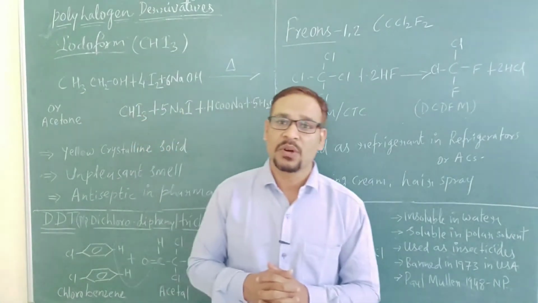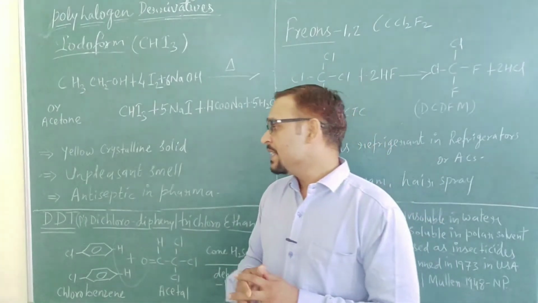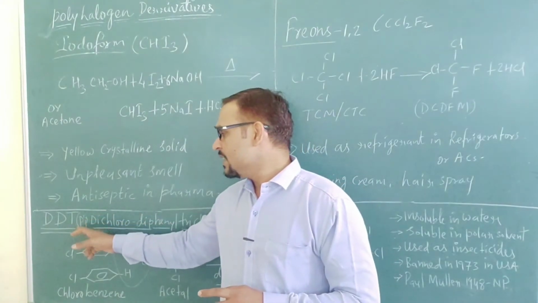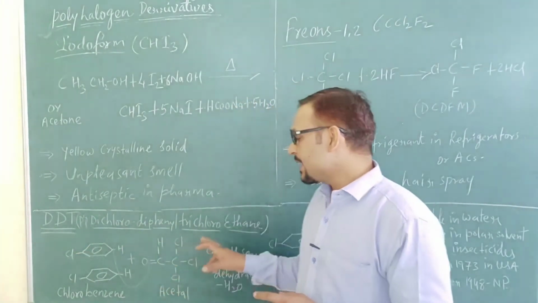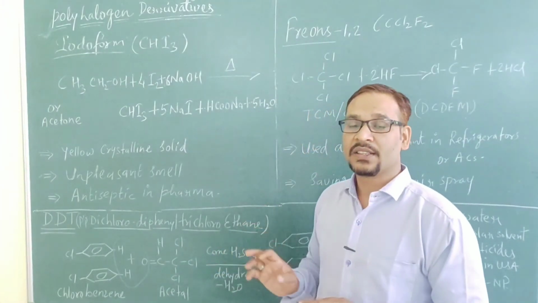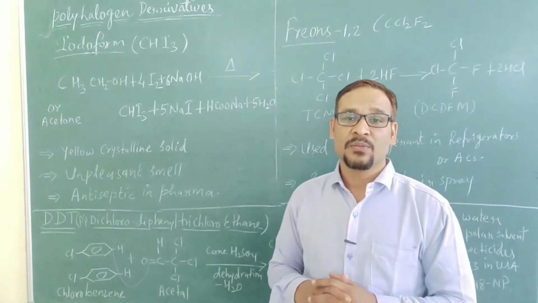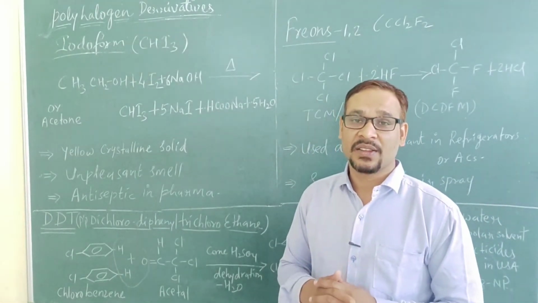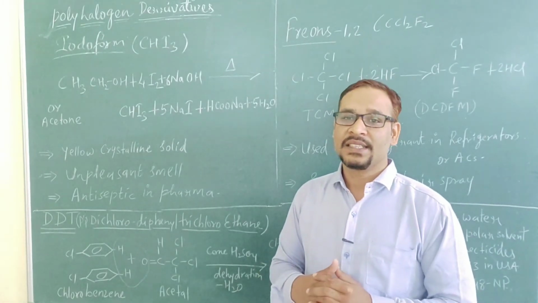Now let's talk about the third very important halogen derivative, that is DDT. DDT, what is the full form of DDT? Para dichloro diphenyl trichloroethane. This is very important to learn. Why is it very important to learn? Because many times it is asked in your examination. It is definitely a 1 mark question, full form of DDT.